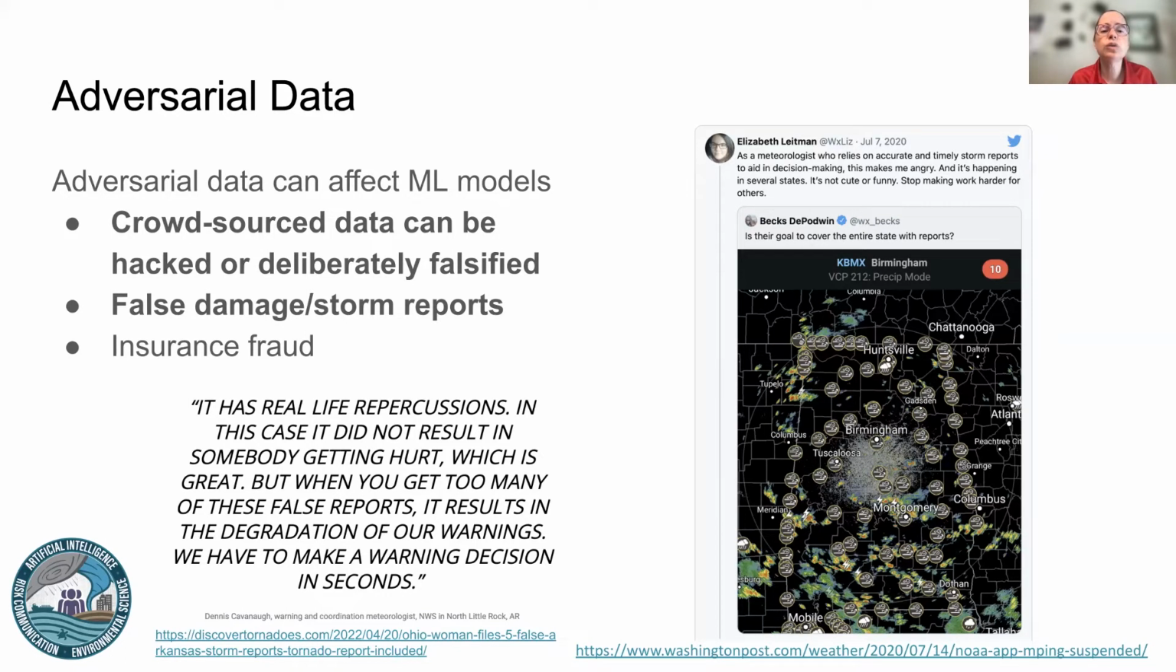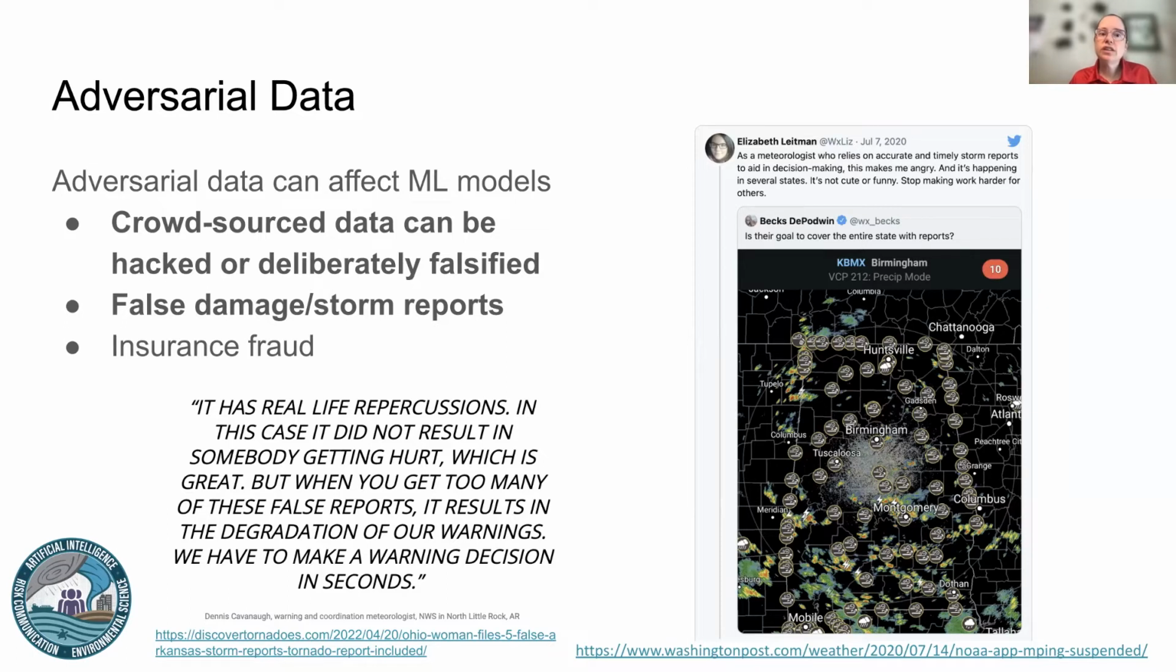The person who made this tweet, Elizabeth Leitman, is an SPC forecaster. She said, as a meteorologist who relies on accurate and timely storm reports to aid in decision-making, this makes me angry. It's not cute or funny. I don't know what the adversaries were doing, but it was stupid and it affected everybody. So that's an example of it being deliberately hacked. Here is another one that happened relatively recently, just a couple of weeks ago, and then I have another one on the next slide, but don't change slides yet.